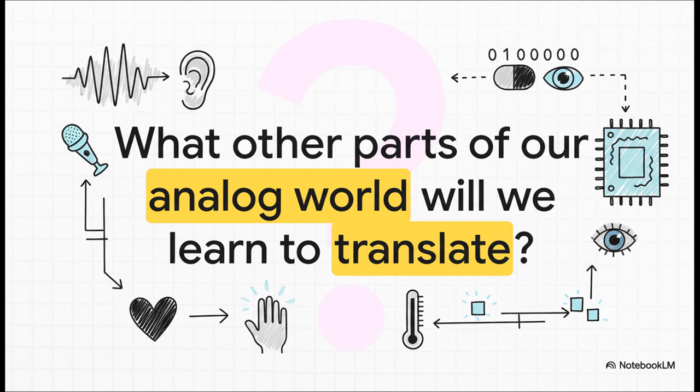They are the essential bridge between our reality and our technology, which leaves us with a pretty fascinating question. As our ability to sample and measure the world gets more and more precise, what's next? What other subtle analog parts of our experience will we soon be able to translate into the language of ones and zeros?